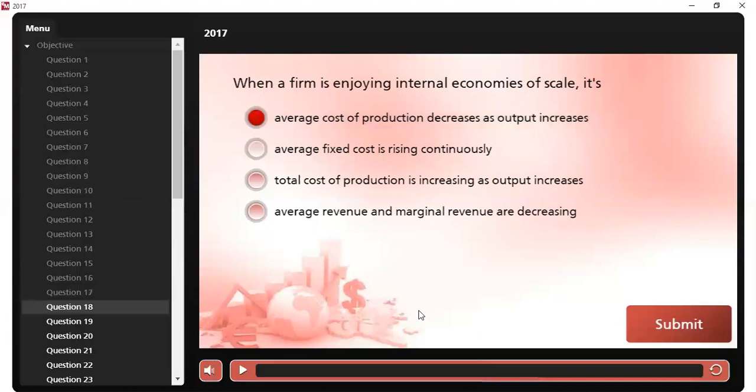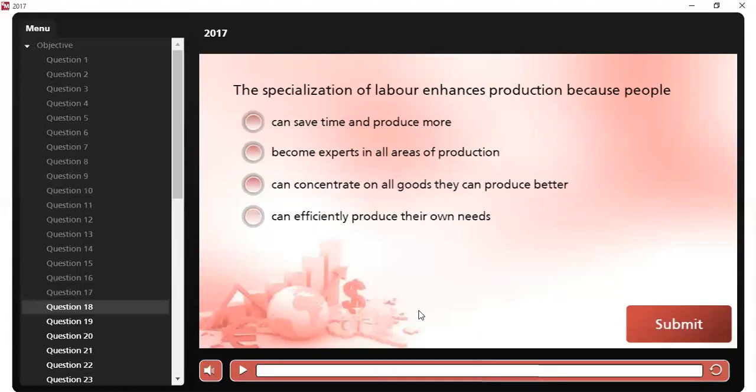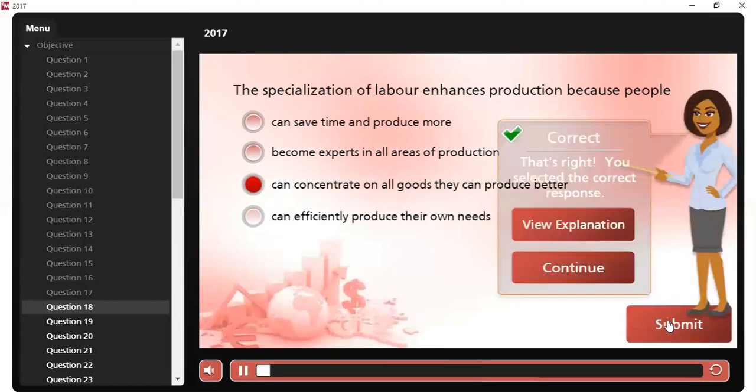Question number 18. The specialization of labor enhances production because people do what? Now, specialization makes people concentrate on the production of goods that they can produce better. So they can concentrate on all goods they can produce better. C has to be the right answer.